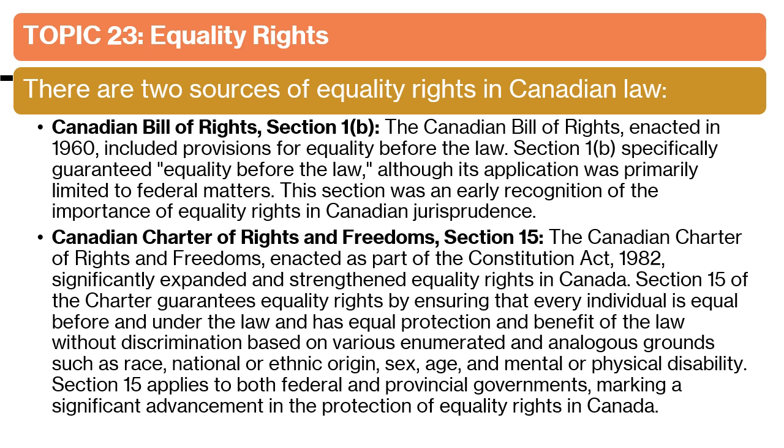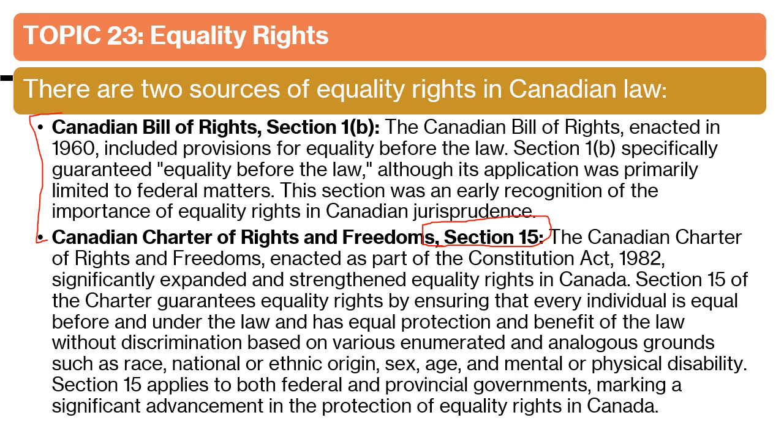Starting with equality rights, whenever we see this topic, you have to keep one thing in mind: for equality rights under Canadian law, we have two sources. One is the Canadian Bill of Rights, section 1B, that protects equality. And the second one is the Canadian Charter of Rights and Freedoms, section 15. Although the Bill of Rights has now become redundant, we don't follow this provision after we got, in 1982, this full-fledged, detailed, separate provision for equality rights under section 15.